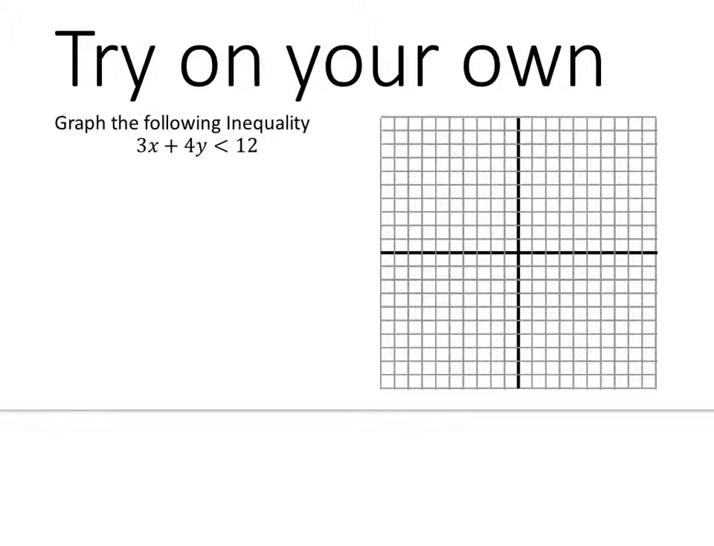So now I want to try this one on your own. So y is not by itself, which means you're going to have to get y by itself. Then from there, graph everything. Remember that you need to see if it's going to be a dotted line or a solid line, and whether you shade the y values above the line or the y values below the line. Good luck.